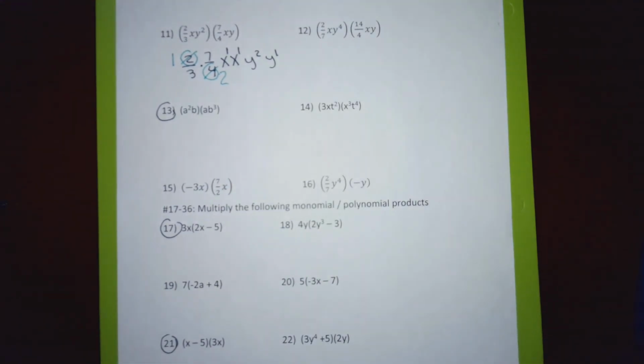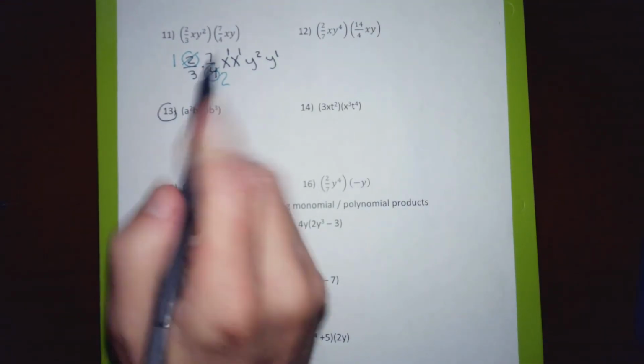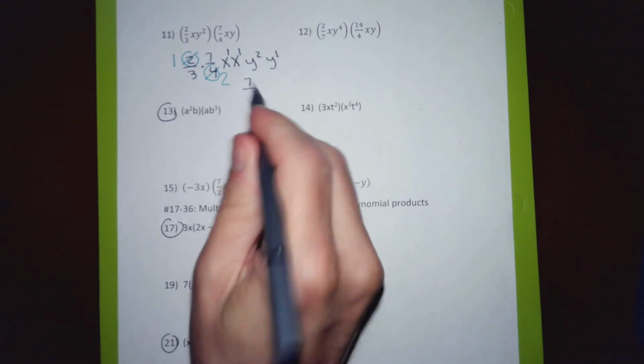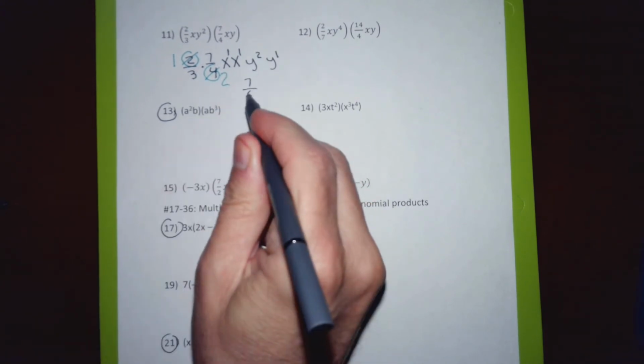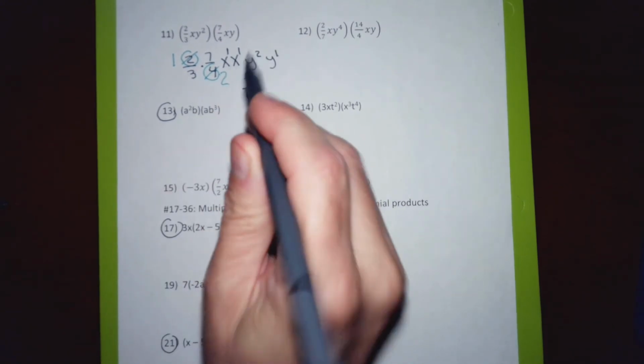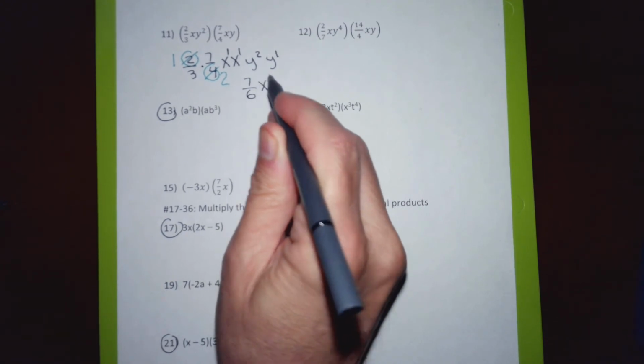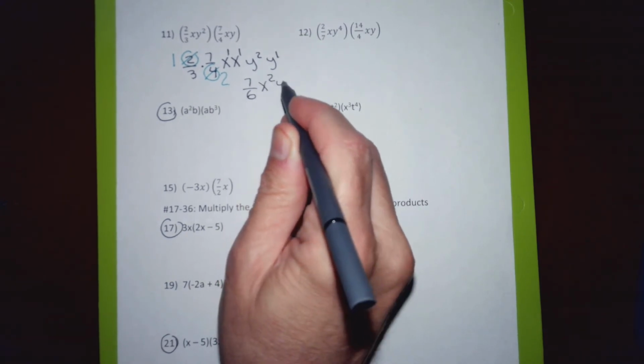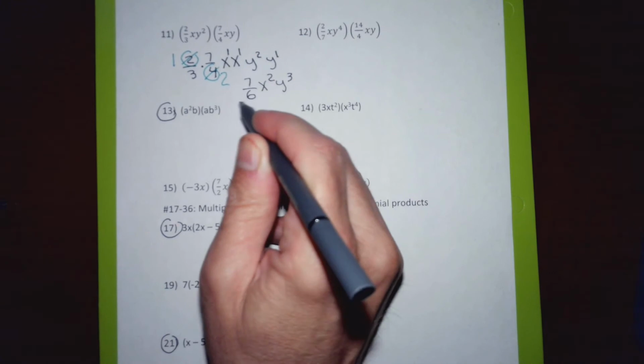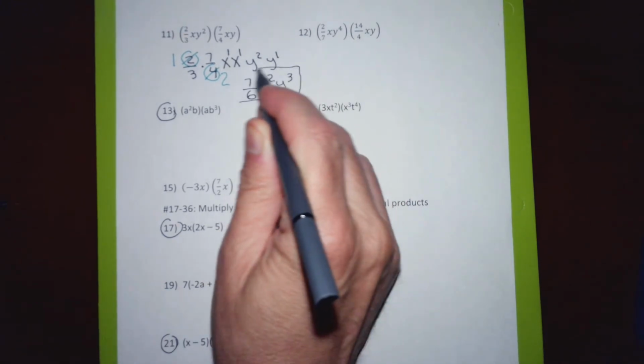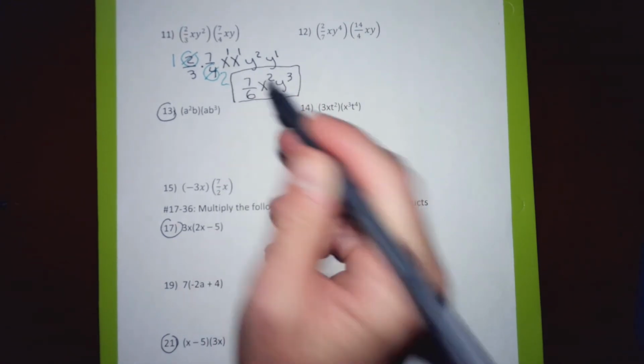And now I'm going to multiply across. 1 times 7 is 7. 3 times 2 is 6. I'm going to add the exponents on the x's and get an x squared. I'm going to add the exponents on the y's and get a y cubed. That would be kind of a best answer for problem 11.